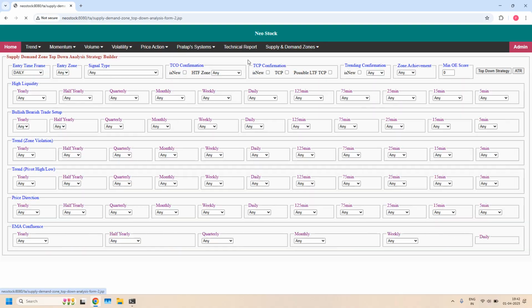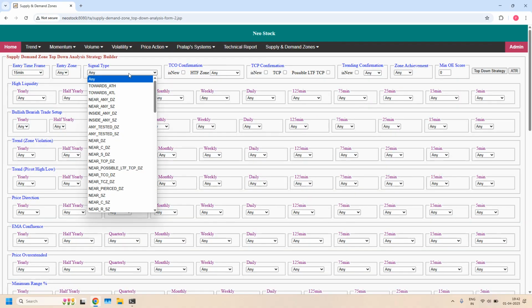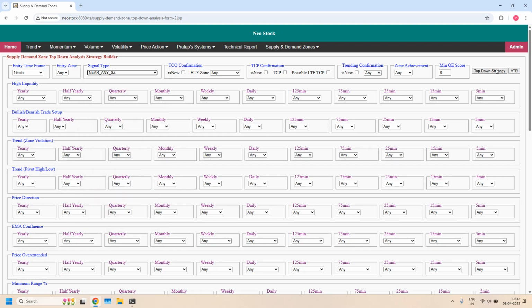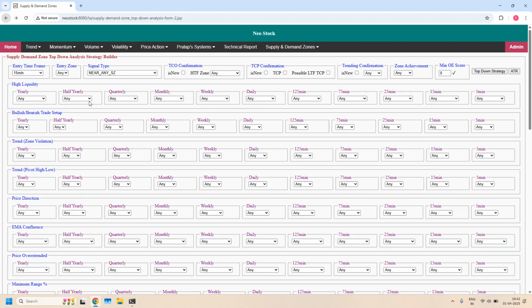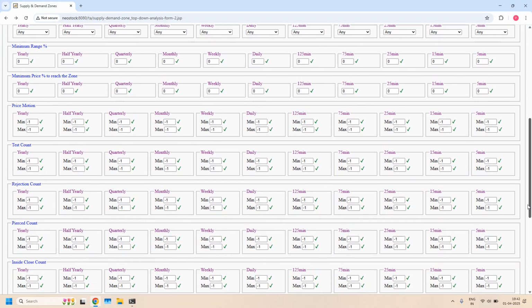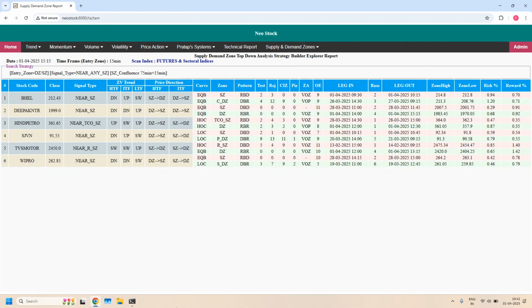Okay, next, 15 minutes time frame, stocks near 15 minutes supply zone. We got 8 stocks. Let us filter based on ITF supply zone confluence. That is 15 minutes and 75 minutes supply zone confluence supported stocks. Enable the filter. We got 6 stocks.